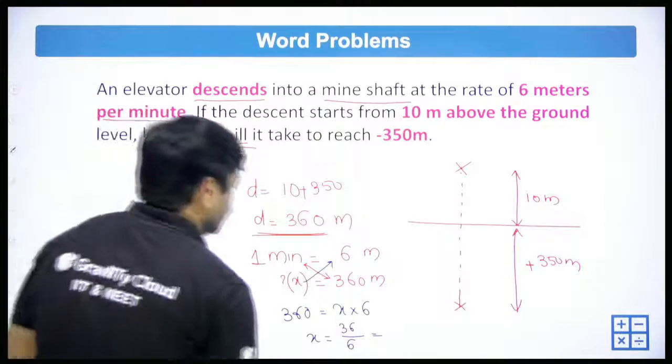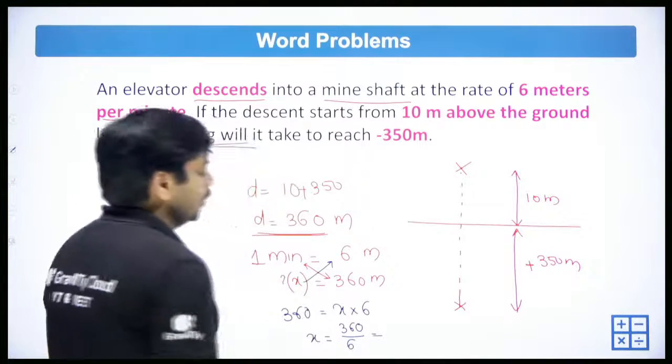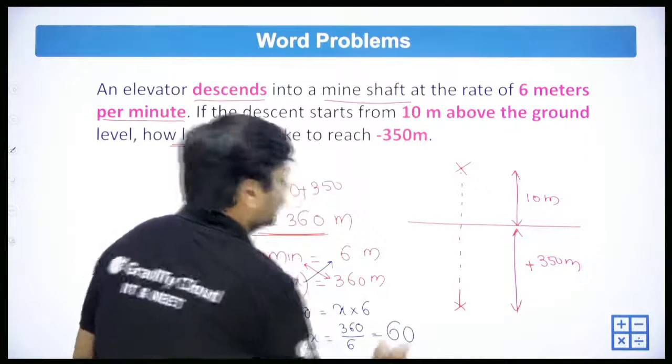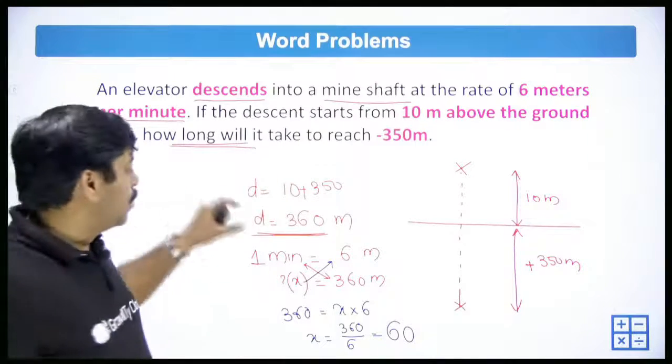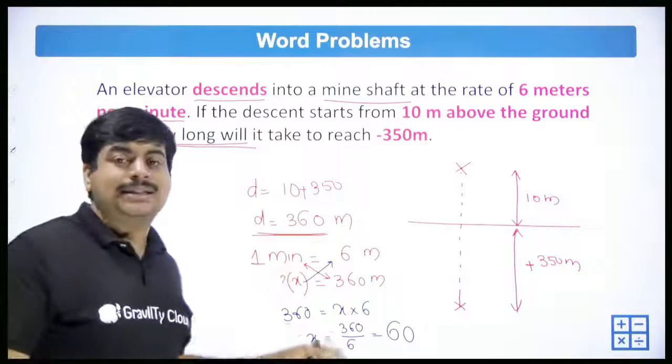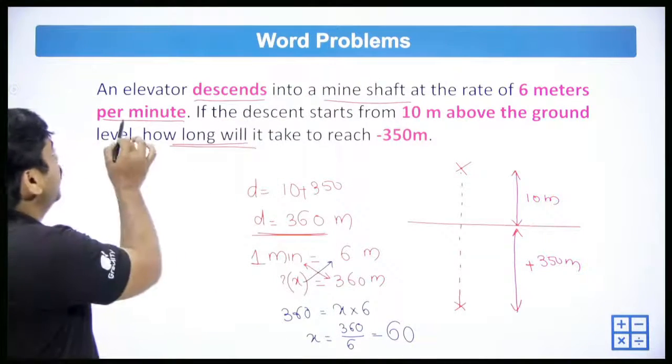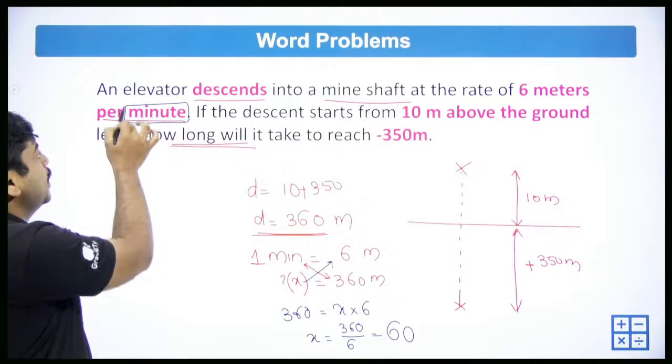Right. So 360 by 6, you know that 6 sixes are 36, so you will get a total of 60. What are the units? Is it 60 seconds or 60 hours? You know that it is 6 meters per minute. The units are very important.